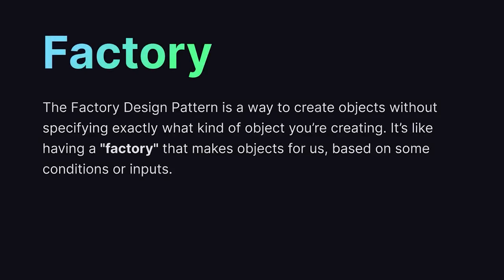Now let's talk about the factory design pattern. The factory design pattern is a way to create objects without specifying exactly what kind of objects we are creating. It's like having a factory that makes objects for us based on some condition or inputs. Instead of just directly deciding which React component to render inside your app, you will have a factory function that decides which component to create based on some condition like props or data.